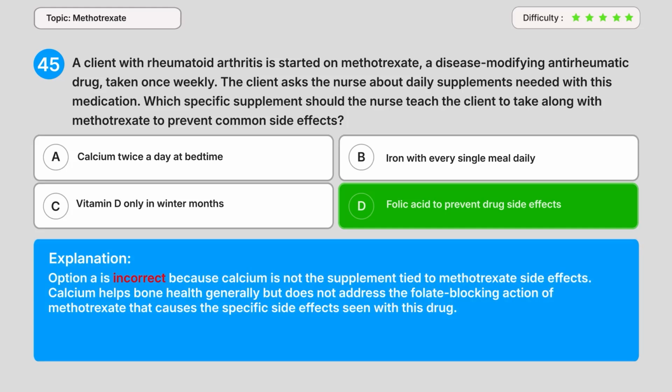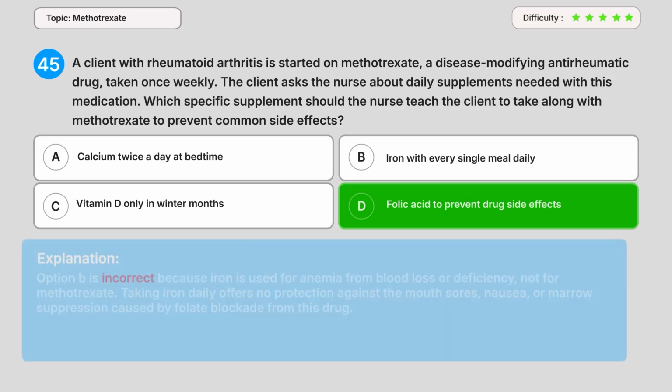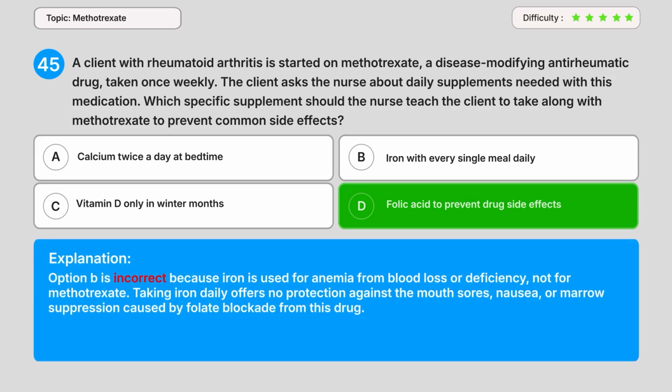Option A is incorrect because calcium is not the supplement tied to methotrexate side effects. Calcium helps bone health generally, but does not address the folate blocking action of methotrexate that causes the specific side effects seen with this drug. Option B is incorrect because iron is used for anemia from blood loss or deficiency, not for methotrexate.